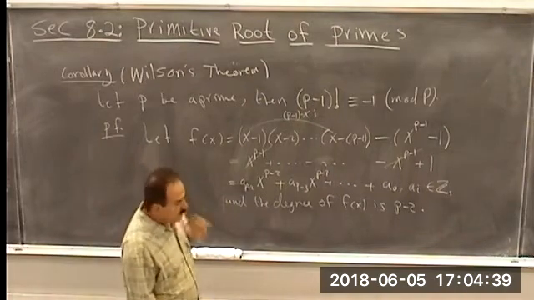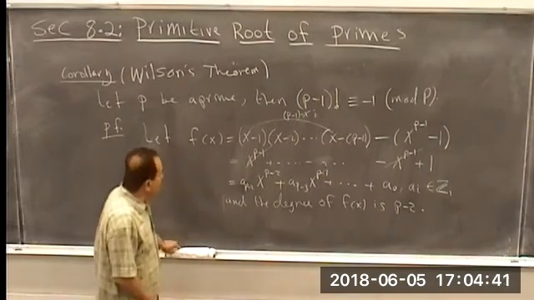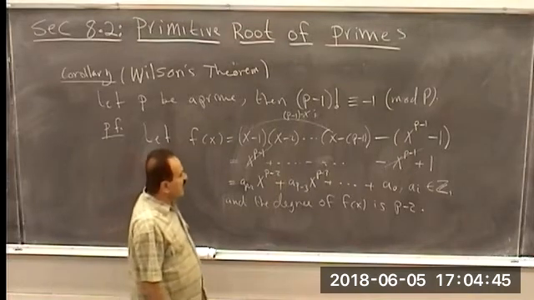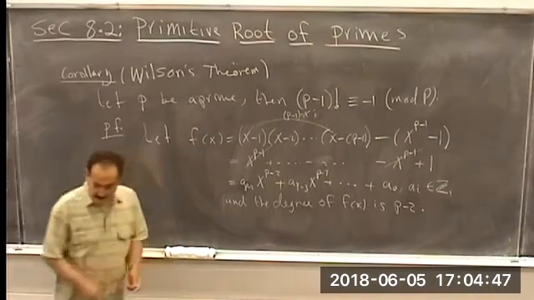Now, we're going to show, claim, that f of x actually has p minus 1 solutions, all right?